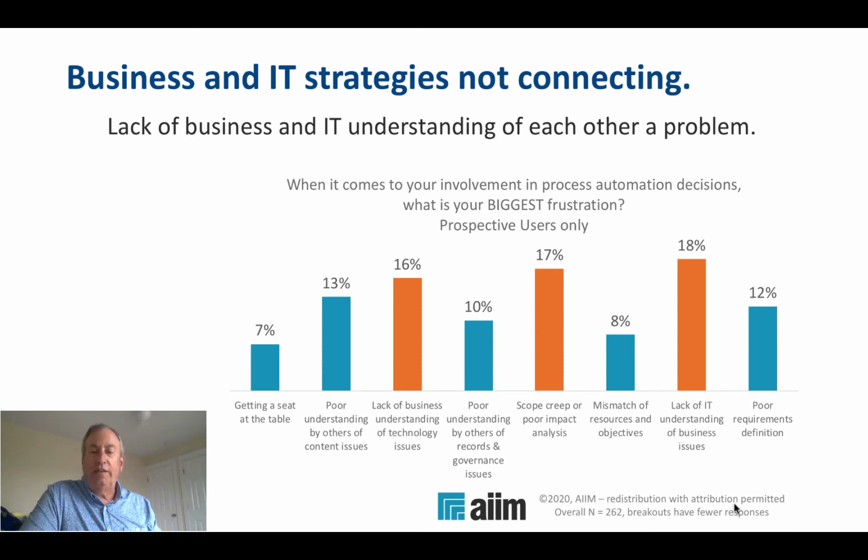This question, when we ask people when it comes to your involvement in process automation decisions, what's your biggest frustration? And this is really a hopping off point from the previous slide. The things that people that are not successful yet with process automation cite are things like the IT area doesn't really understand business issues. There is so much scope creep associated with these projects that the business doesn't understand technology issues. And so these at the heart are alignment questions that frustrate people moving forward.